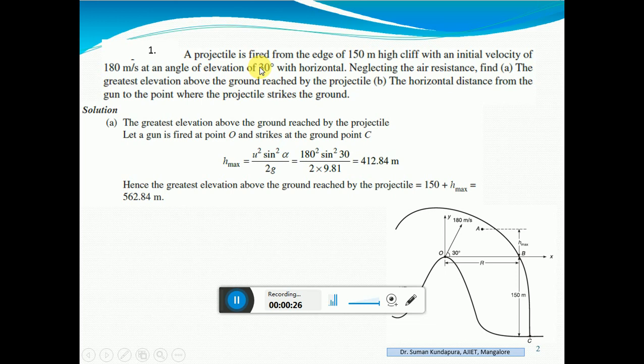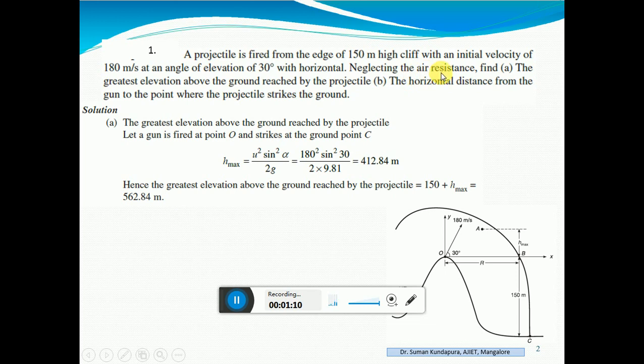A projectile is fired from the edge of a 150 meter high cliff with an initial velocity of 180 meters per second at an angle of 30 degrees with the horizontal. So, a projectile is fired from a cliff whose height is given, that is 150 meters, with an initial velocity of 180 meters per second at an angle of 30 degrees with the horizontal.